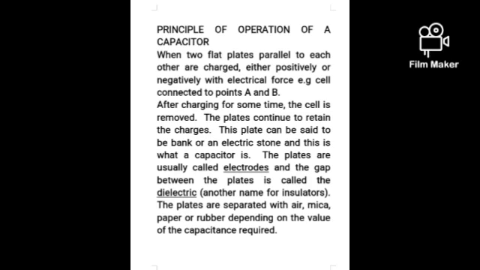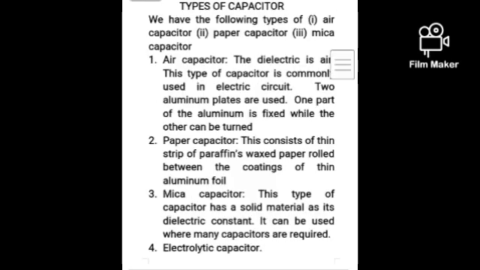Here we are told that when flat plates parallel to each other are charged either positively or negatively with electrical force, e.g. a cell connected to points A and B. So what are they trying to tell us? That if the plates are charged due to the EMF flowing into the capacitor, then this is the principle, or the operation, of a capacitor. The plates are usually called electrodes, and we have the positive and the negative.